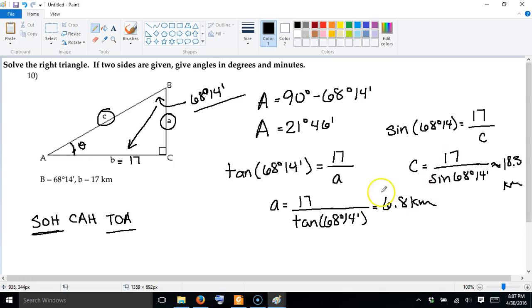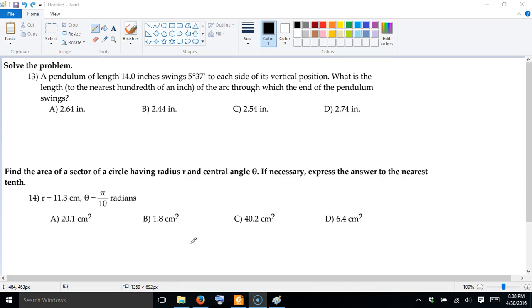Sorry, I ran out of room there. But that is it on solving right triangles, because you will have a couple of solving oblique triangles. Here's another one of those word problems that we have that I suggest to draw it out.